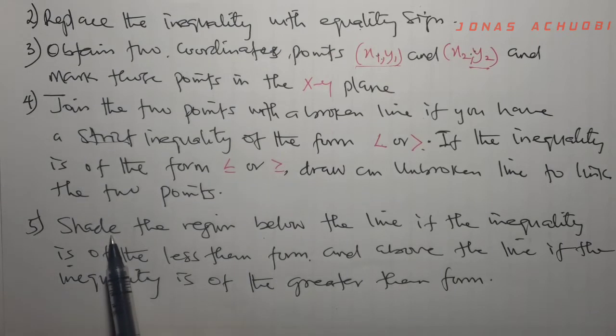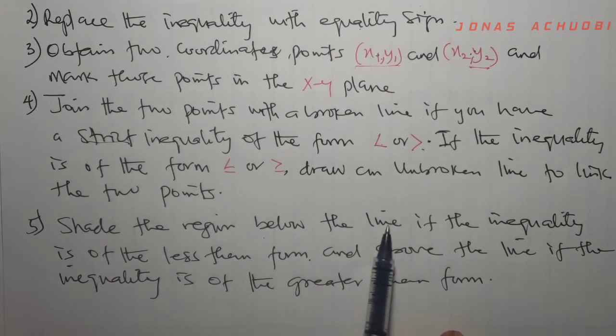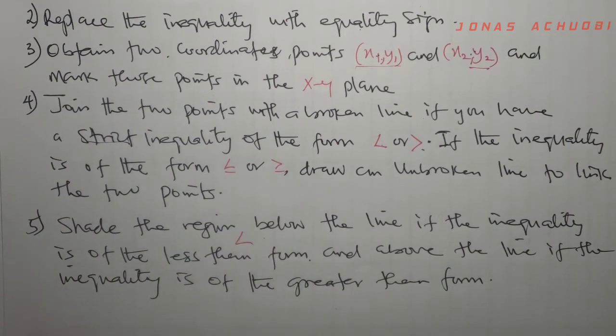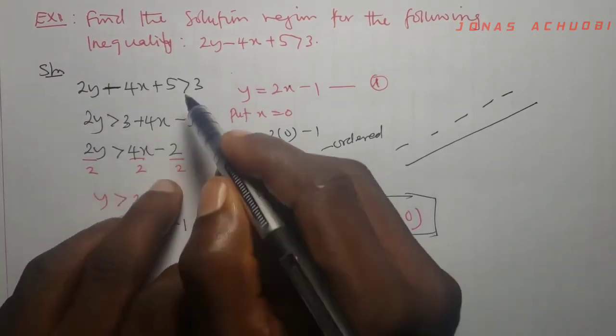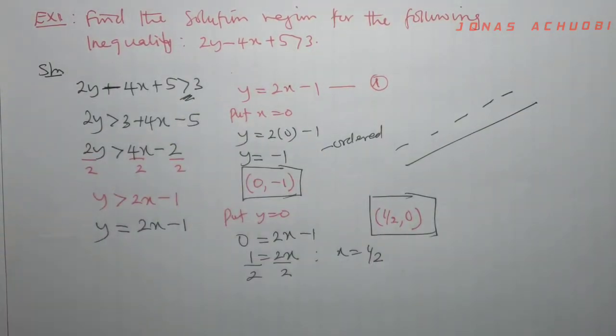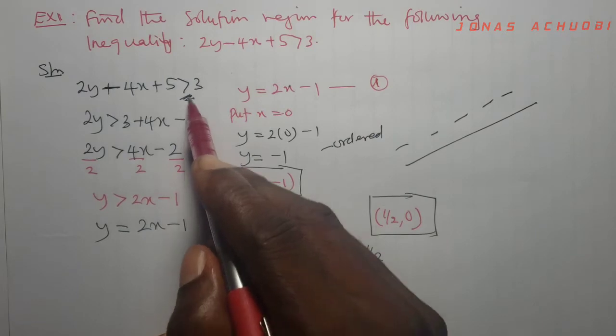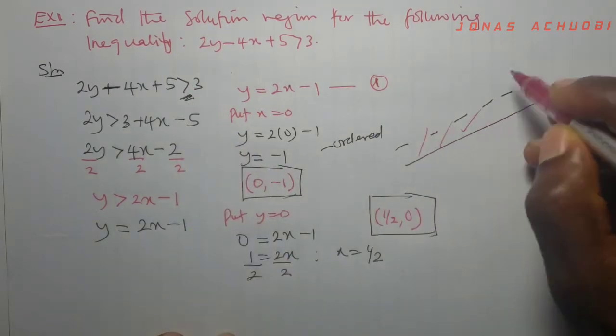Now, the final step. We should shade the region below the line if the inequality is less than, and we should shade the region above the line if the inequality is greater than. So let us see our inequality. Our inequality is greater than. So from what step 5 says, since the inequality is greater than, we should shade above the line.